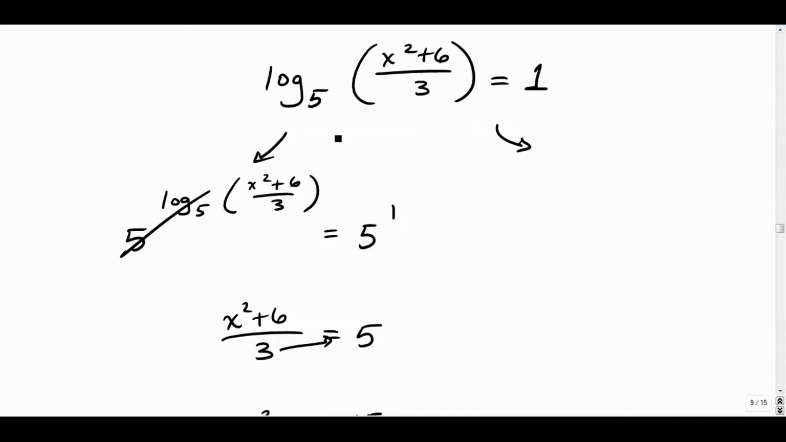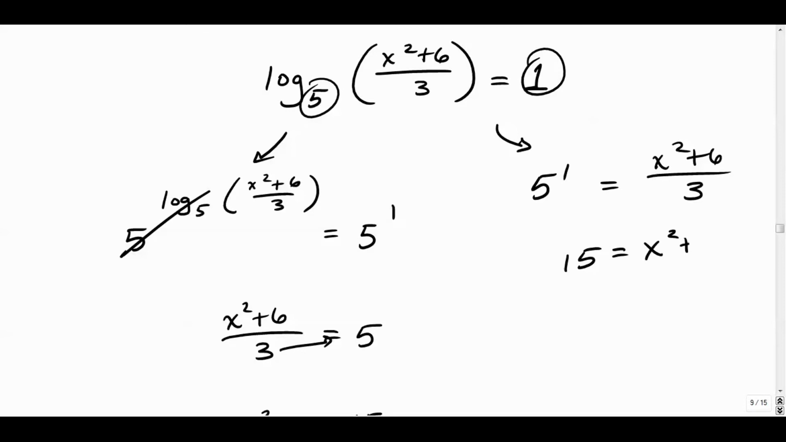If you didn't want to use this cancellation law, you can just use the good old-fashioned relationship 5 to the first power equals (x squared plus 6) over 3. So 15 equals x squared plus 6, and solve from there.